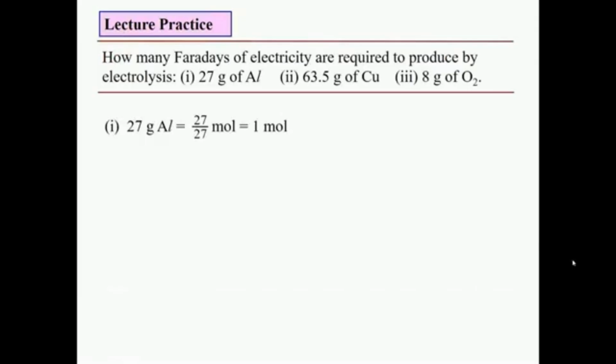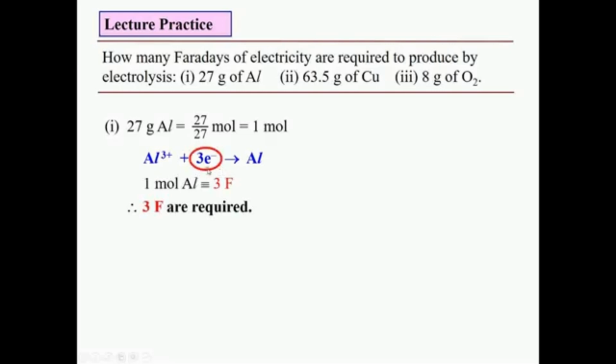Part 1. 27 grams of aluminium, which is equivalent to 27 divided by AR of aluminium, which is 27. That gives us 1 mole. The equation involved will be aluminium-3 plus 3 electrons to give aluminium. So from the equation, 3 Faraday is required to liberate 1 mole of aluminium. We can write it as 1 mole of aluminium equivalent to 3 Faraday. Hence, 3 Faraday will be required in this case to liberate the 27 grams of aluminium.